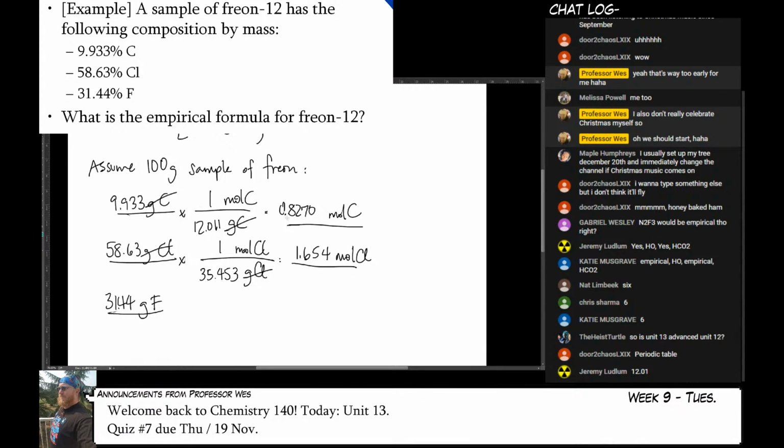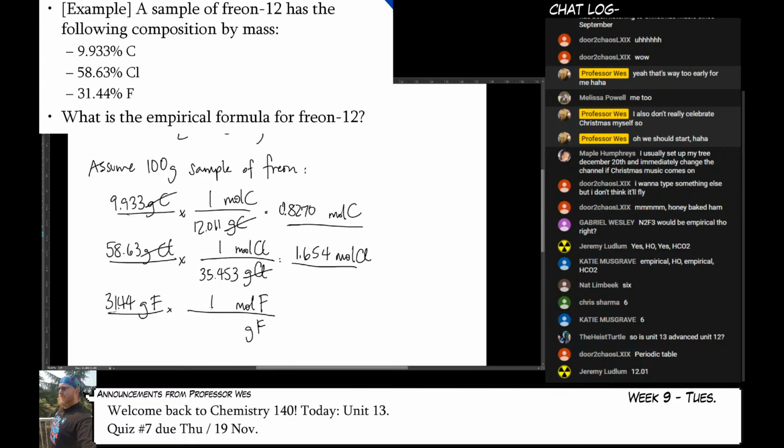What do you notice about this number up here, this number for carbon and this number for chlorine? Do you see a relationship between them? If you don't, we'll find it in a second. But you should probably be able to see that just by looking at the numbers. Like, oh, this is different by some factor.